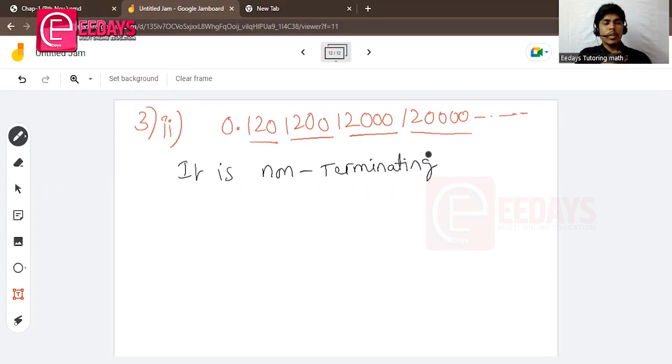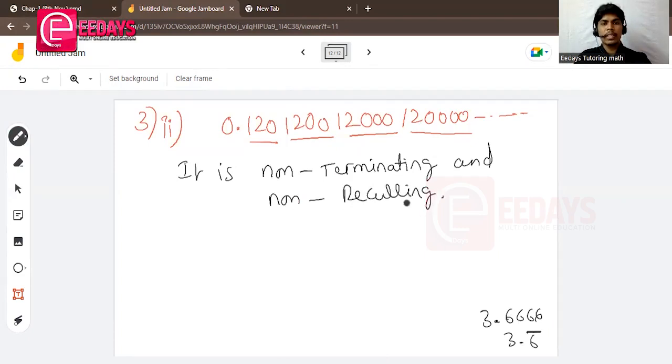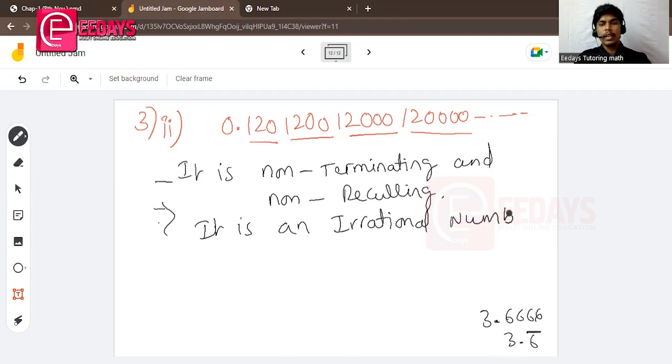Can I write repeating or non-recurring? How can we decide whether to write recurring or non-recurring? Observe here, in the previous question we got 3.6666, that is 3.6 bar. If you put a bar, that is repeating, because 6 is repeating. But here no number is repeating. That's why we can write it is non-terminating and non-recurring, it is not repeating. So it is an irrational number. The question whatever is given is an irrational number.